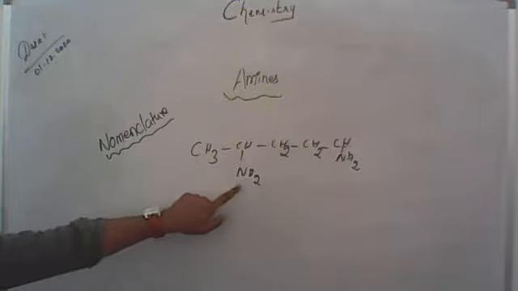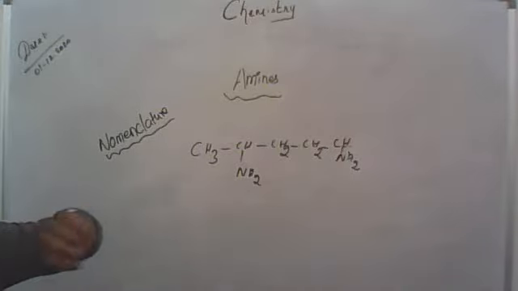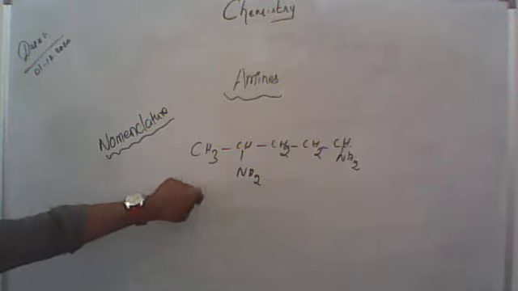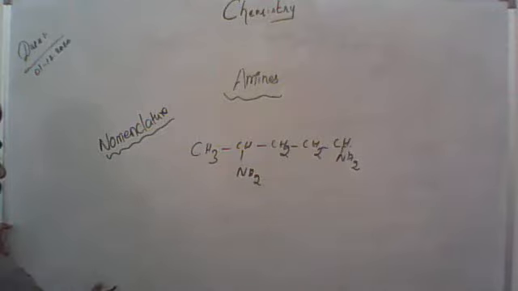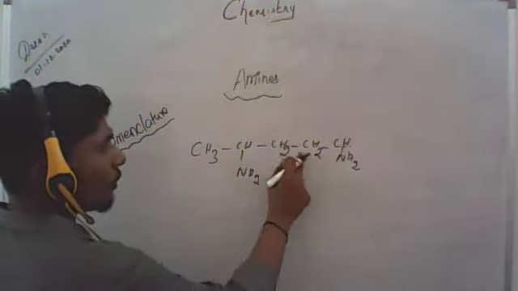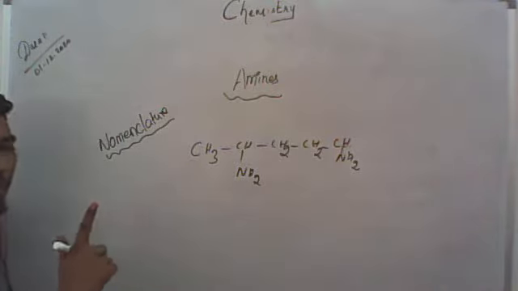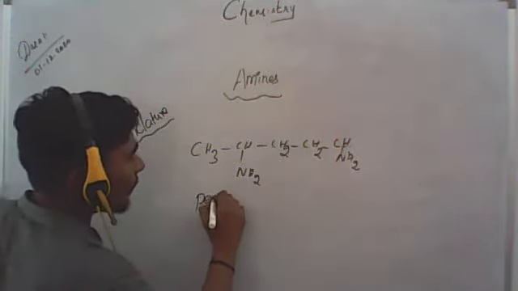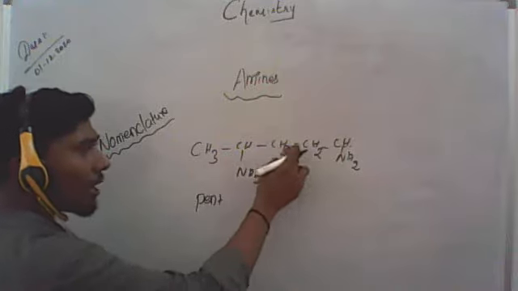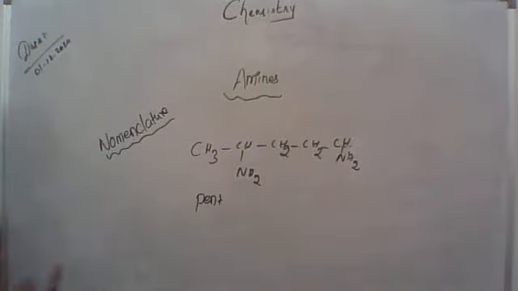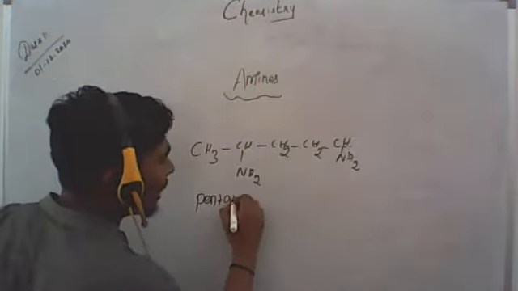How many amines are present here? 1, 2. There are 2 amine groups present here. What is the name? See here, 1, 2, 3, 4, 5. There are 5 carbons present here, so it is a pentane. Then all the carbons have a single bond, so it is an alkane group, so ANE, pentane.